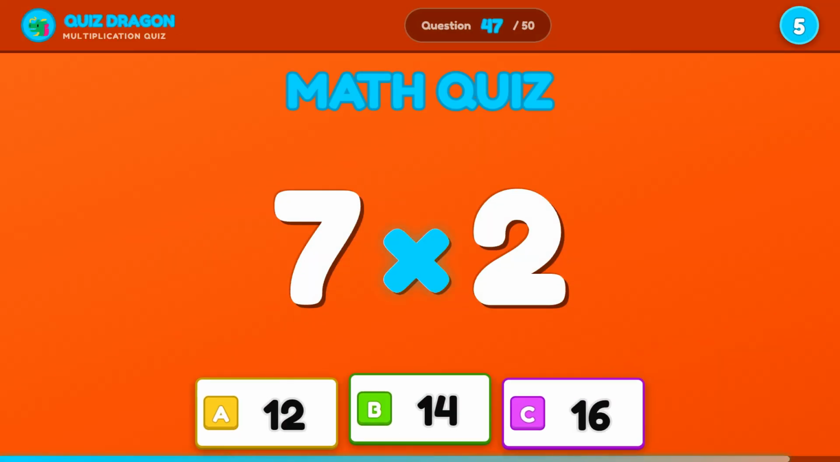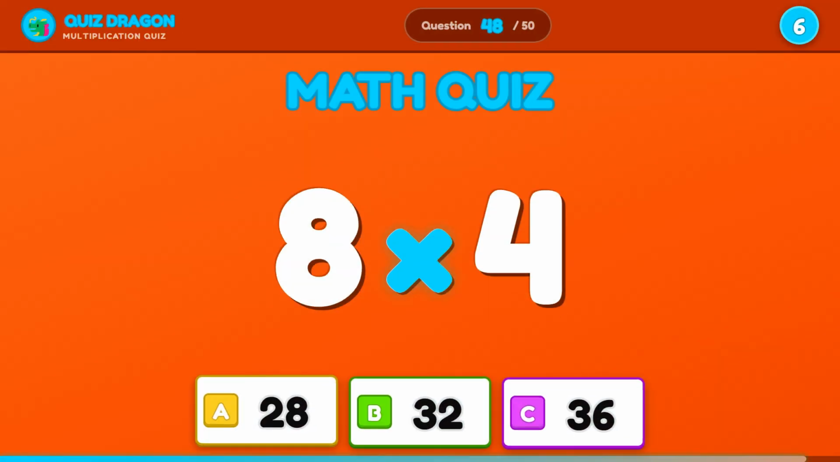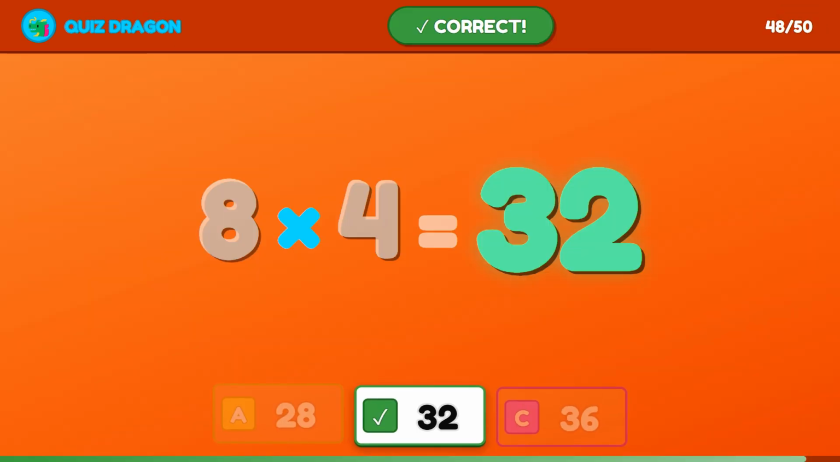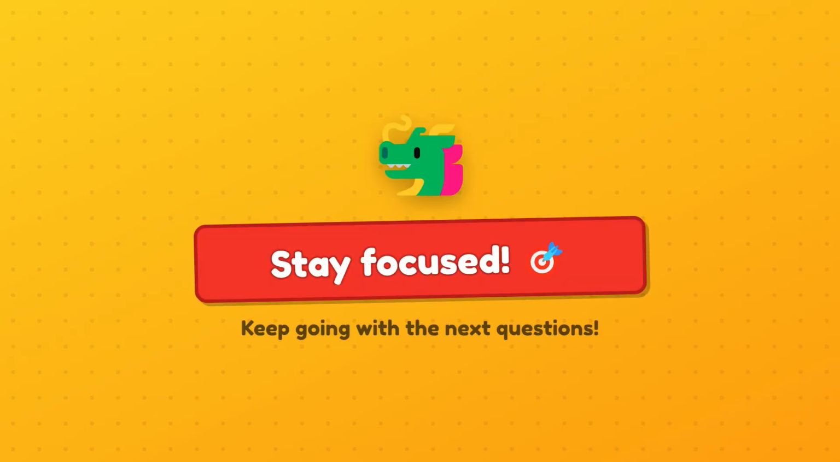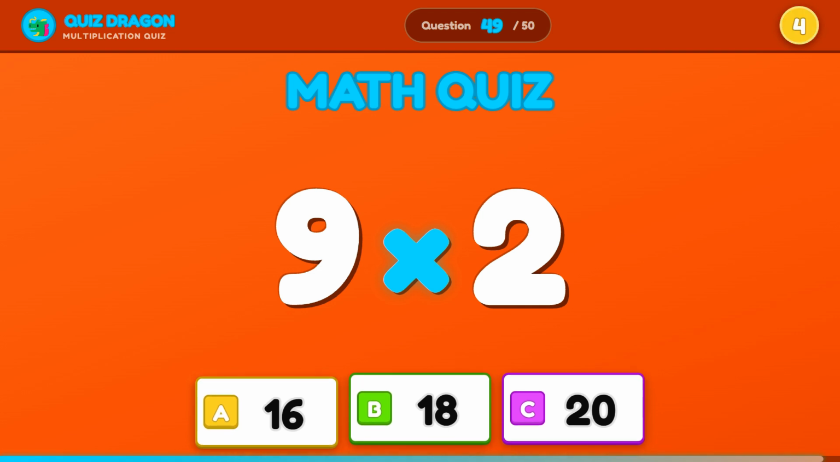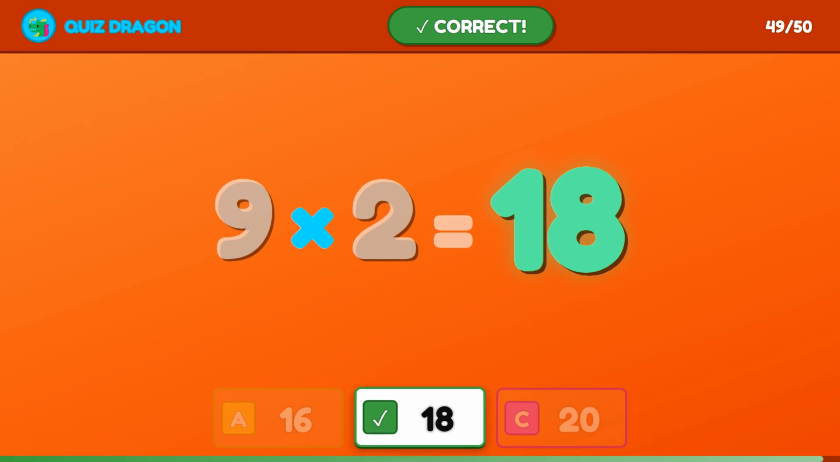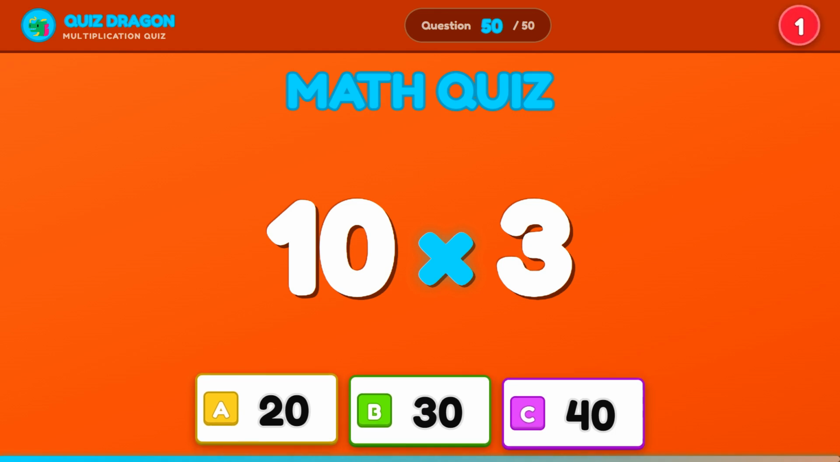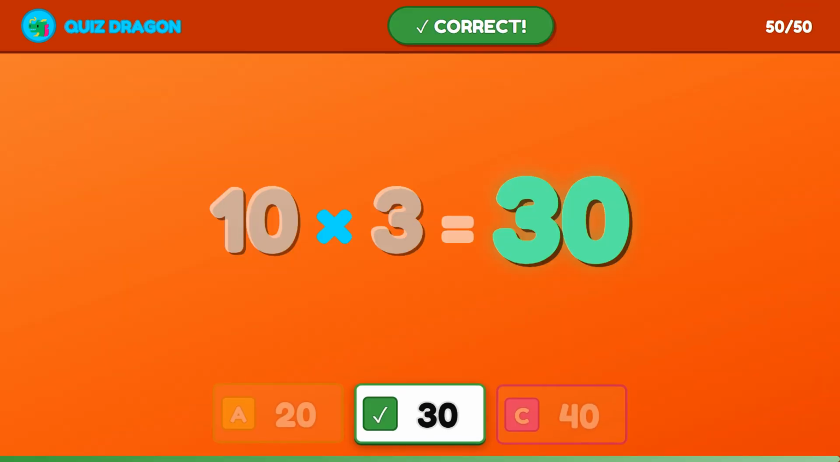Number 47. 7 times 2 equals? The correct answer is B, 14. Question 48. 8 times 4, what's the answer? The correct answer is B, 32. Stay focused. Question 49. What is 9 times 2? The correct answer is B, 18. Number 50. 10 times 3 equals? The correct answer is B, 30.